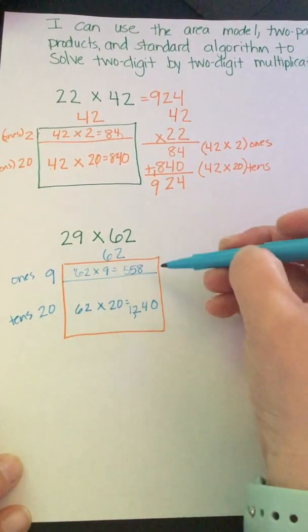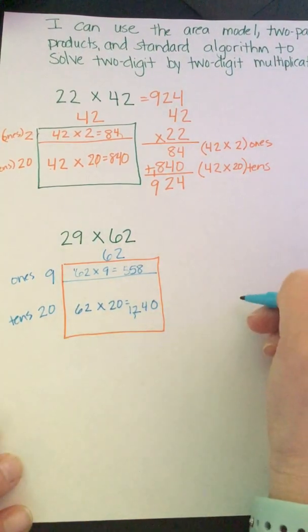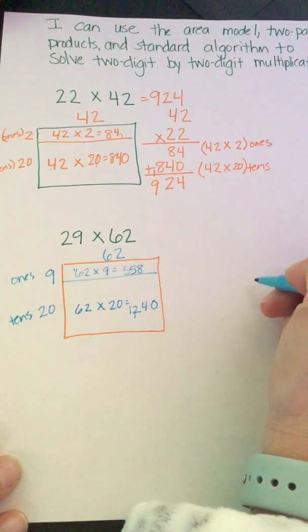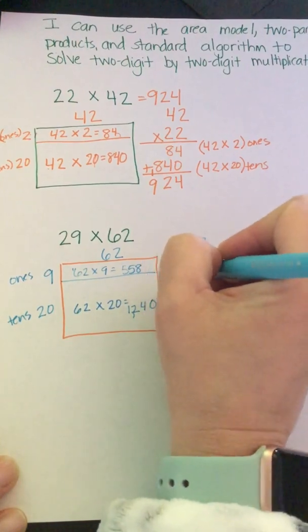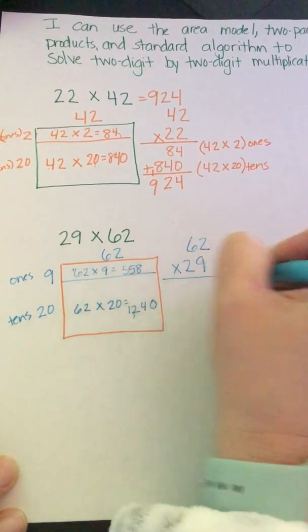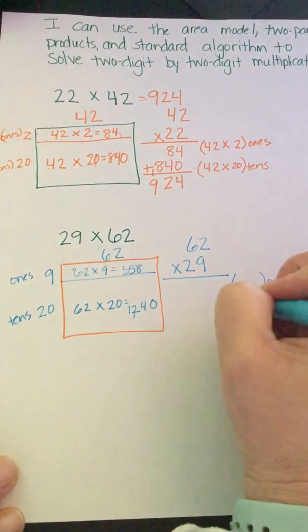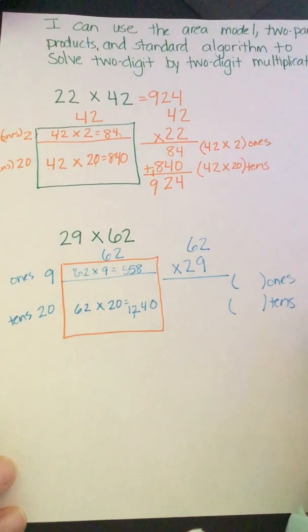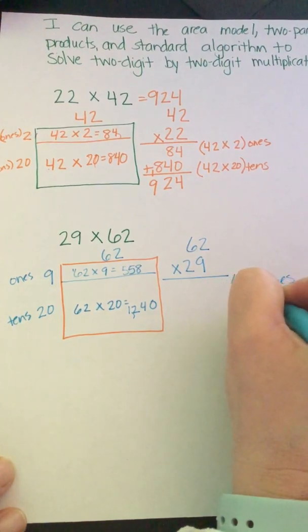All right, so now that we have it, we're going to come over here and put it into our standard algorithm. So I'm going to set it up. Remember what number we put up top? Our biggest number. So it's 62 times 29. We're going to do our ones, then we're going to do our tens. If we do that, this first ones would be 62 times 9.